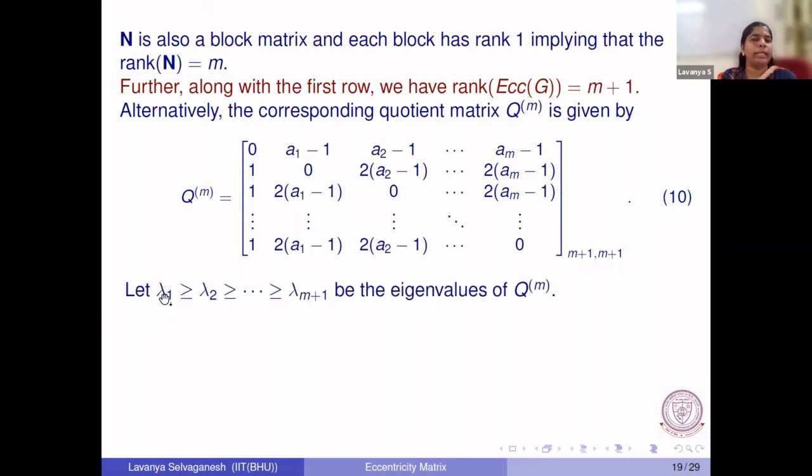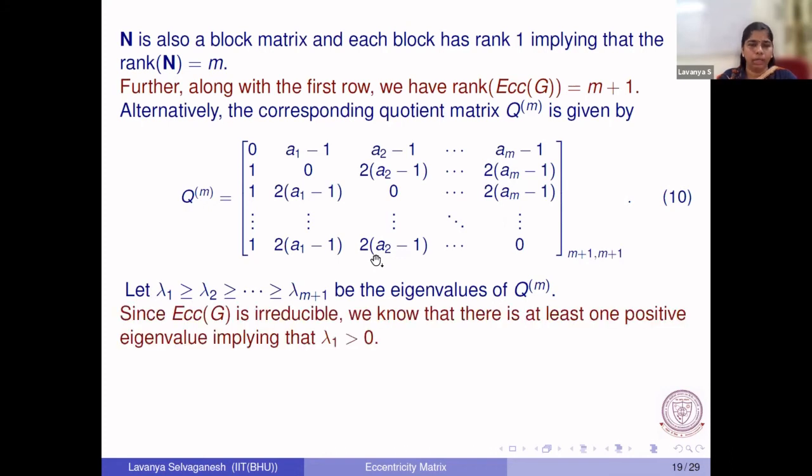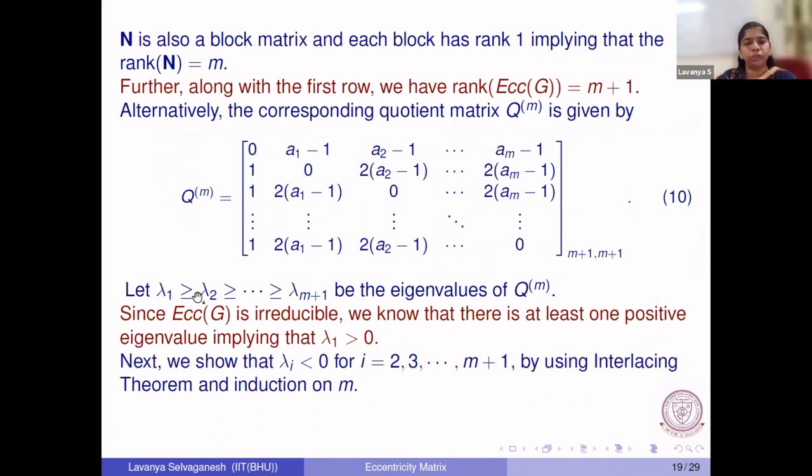Now, applying the interlacing theorem, we'll try to show why our claim holds. Suppose lambda 1, lambda 2, up to lambda m plus 1 are the eigenvalues of this quotient matrix M. Since we have already shown that this eccentricity matrix is irreducible, we can immediately see that there is at least one positive eigenvalue, which implies that lambda 1 is positive. So this much is guaranteed. And to show that the remaining eigenvalues, from lambda 2 onward, are zero or negative, you can now use the interlacing theorem and apply an induction technique.